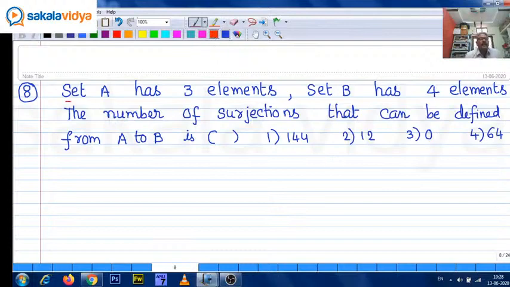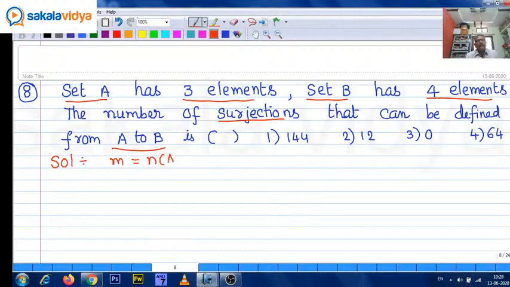See, set A has 3 elements. n(A) is equal to 3. Set B has 4 elements. n(B) is equal to 4. Then number of surjections from A to B we need to find out. Understood now? So let us proceed. Solution. Say m is equal to n(A), whose value is 3. Say n equals n(B), which has 4 elements. Okay, this is say. Number of surjections.